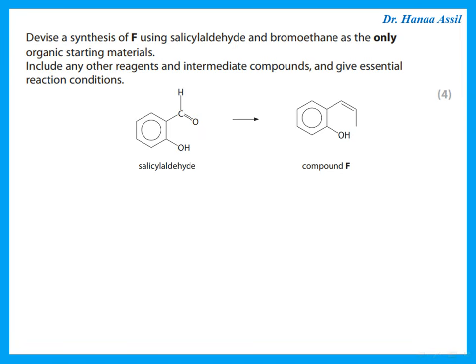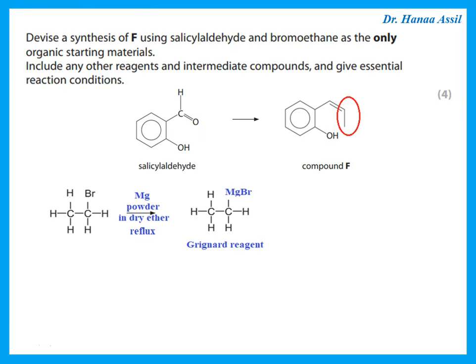Again, let's try this. He's saying devise a synthesis of compound F using salicylaldehyde, which he already gives me, and bromoethane as the only organic starting material. So he wants you to use this and bromoethane in order to get compound F. Include any other reagents, intermediate compounds, and essential reaction conditions. So what can we do? We have this starting compound and I want to add this group to it. Can you see how we think about it? What are we trying to add? We're trying to add that group to it.